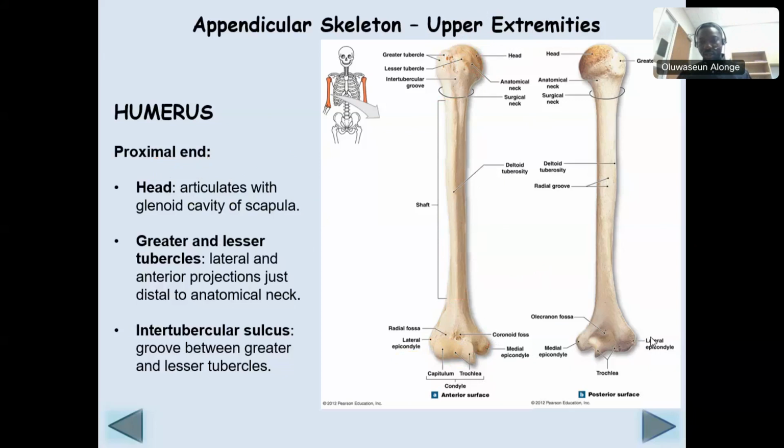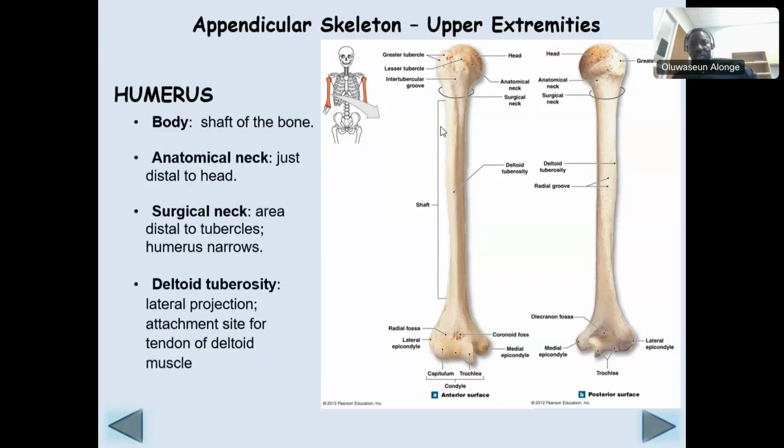All right, let's go. We've talked about the body or the shaft, and the anatomical neck. The idea of the anatomical neck is that it is the actual neck. And then we have the surgical neck, which is the area that is distal to the tubercles. And the idea of surgical is that it's the point that will be cut when there needs to be a surgical procedure.